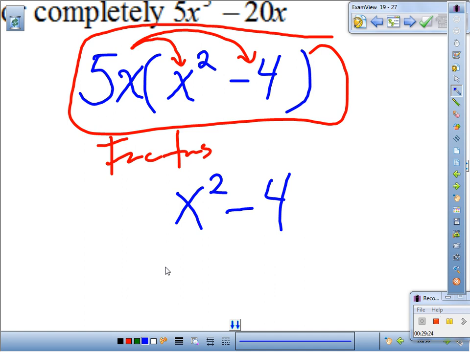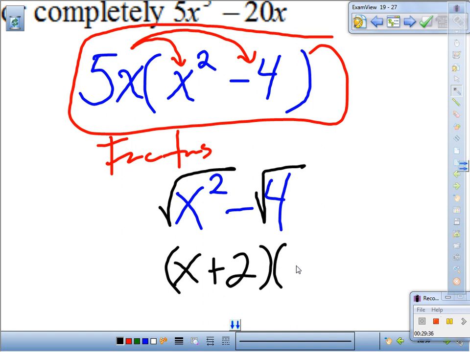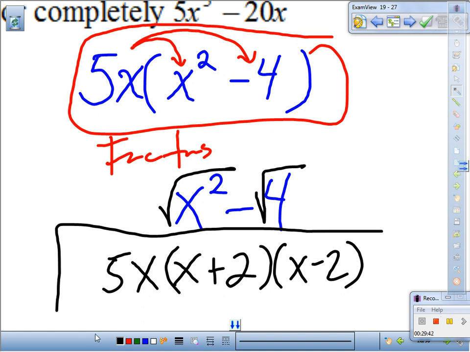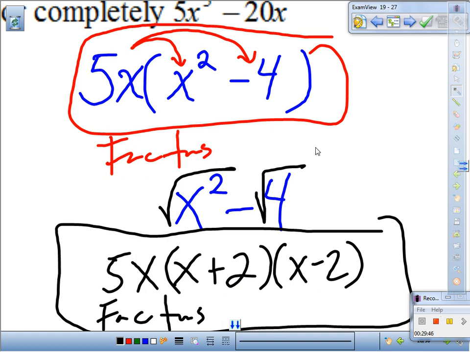Let's see. Square root of the first. Square root of the last, 2. If it's a difference, that means this is x plus 2, x minus 2, and you bring down the GCF, 5x. And these are the factors. So just be careful with this one. When you do the GCF first, double check inside to see if there's anything else you can do. If you can, do the next step.